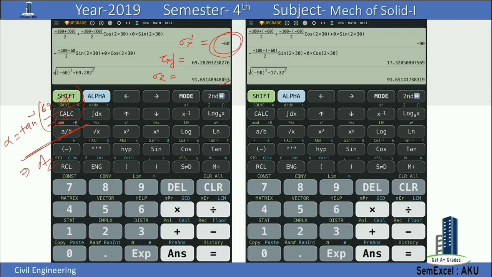Again here sigma x dash is equal to 90, tau xy dash is equal to 17, and sigma r is equal to 91.65. So here angle alpha is equal to tan inverse of tau xy divided by sigma x dash, minus 90. This is the value of alpha.